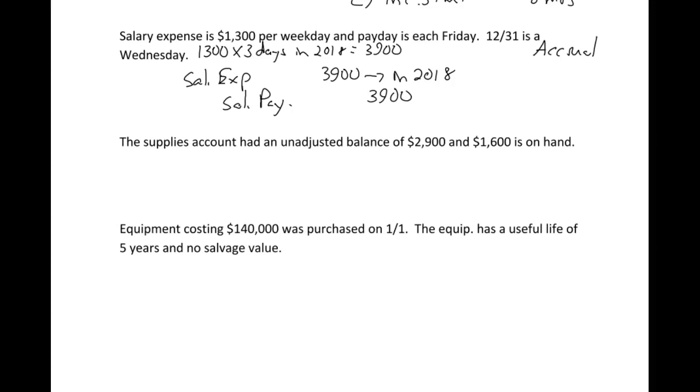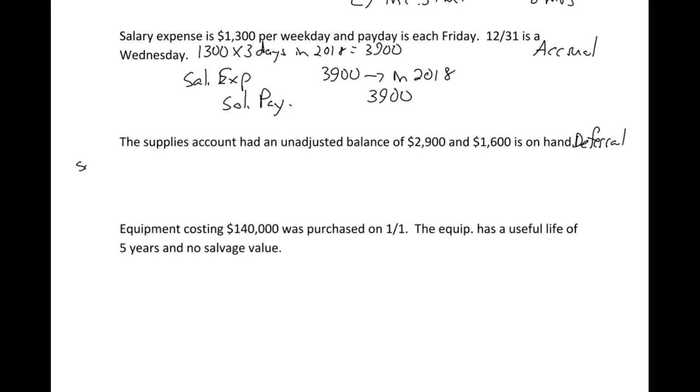All right, our next one, supplies account. So supplies, remember, falls into that deferral category, meaning cash comes first. We've already bought the supplies, and then we're going to expense it at the end as we use them up. All right, so it says supplies account had an unadjusted balance of $2,900 and $1,600 is on hand.